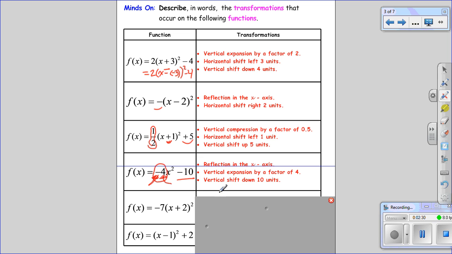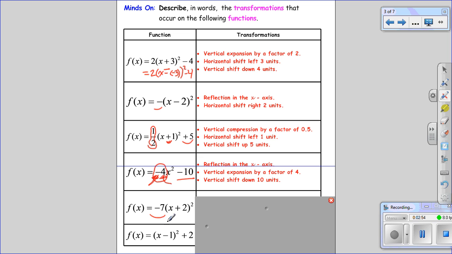You'll notice I'm very particular about the wording I use for my descriptions, and that's the type of wording that I expect to see on your unit test next week. I always want to see vertical or horizontal when it comes to a shift or an expansion, because although we don't teach horizontal expansions in this course, we will do them if you continue with your math studies.